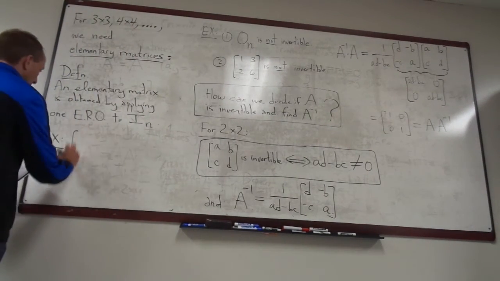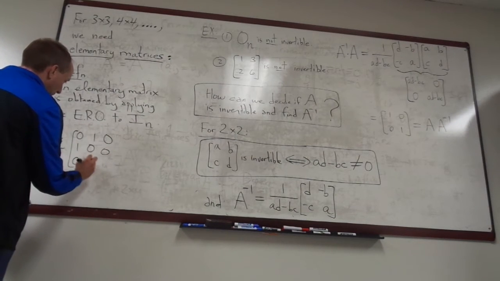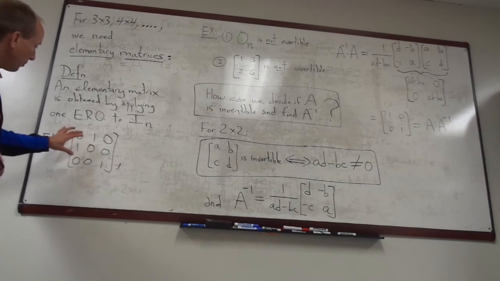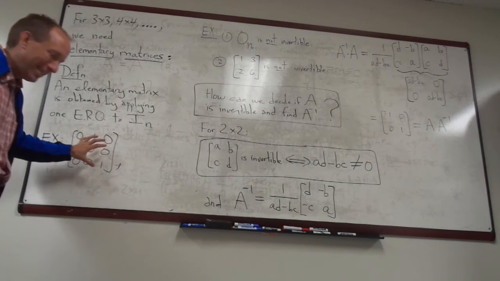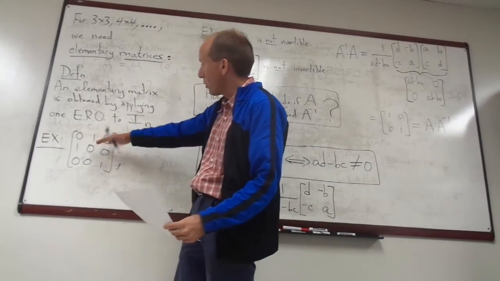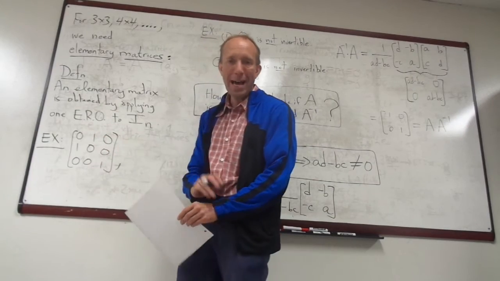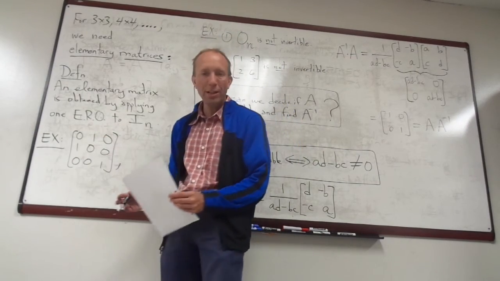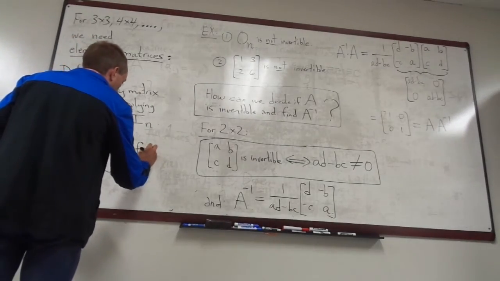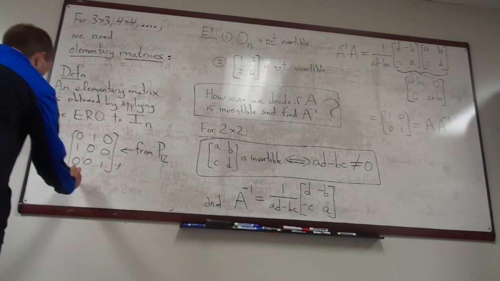So here's an example of an elementary matrix. This one is 3 by 3. You see, all that we do to get this matrix is we take the 3 by 3 identity matrix and we permute rows 1 and 2. If I permute rows 1 and 2, I get that. So therefore, this is an elementary matrix. This one I'll just say is from P12. Okay. Let's write down another example.